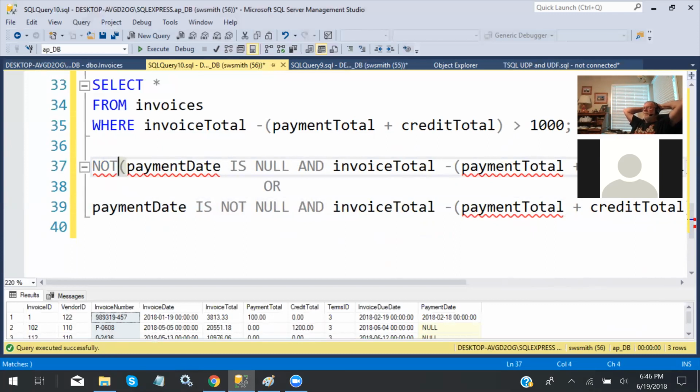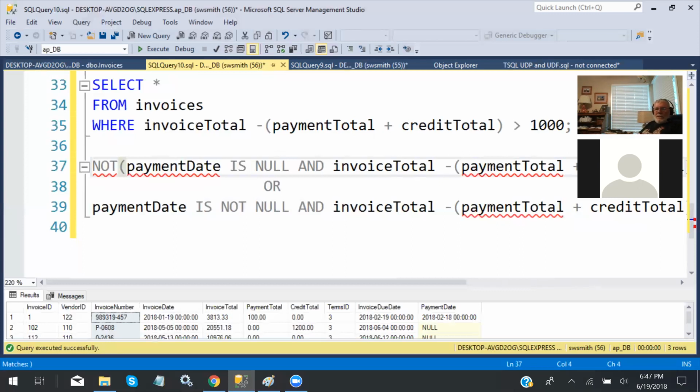Read it carefully. Write it just like it is. So payment date is null and balance due is greater than 0, or payment date is not null and balance due is equal to 0, and we want that not to be true. The thing is, since it is the or, if the first one is true, it won't look for the second one.